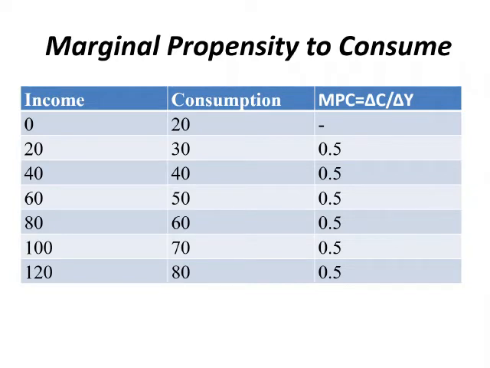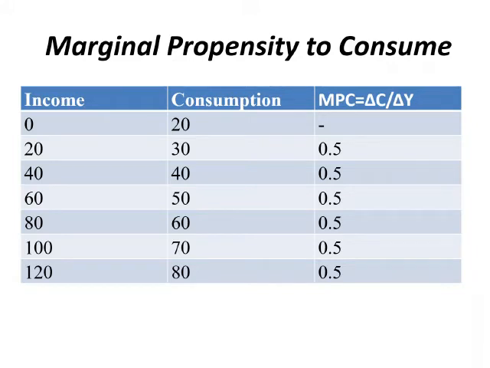If increased income is entirely saved for future use, MPC is 0. When the entire increased income is spent on consumption, MPC is 1. So MPC can be between 0 and 1. In our example, it is 0.5.